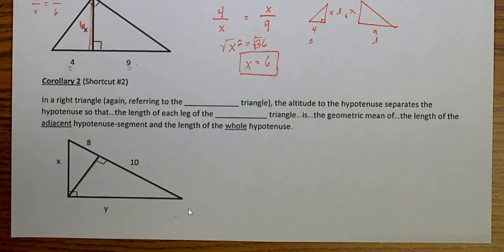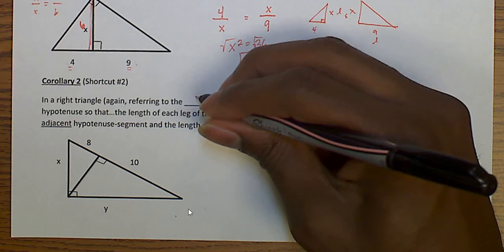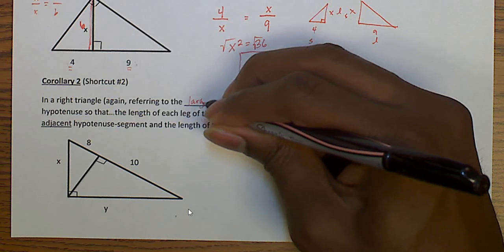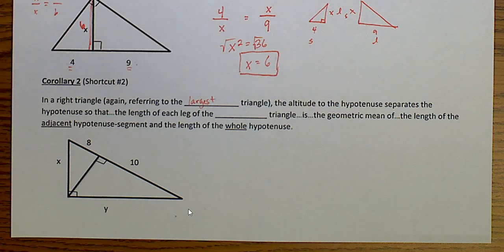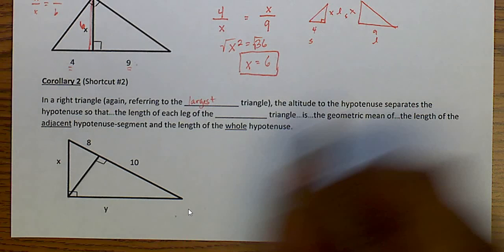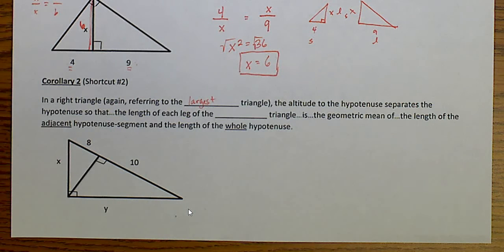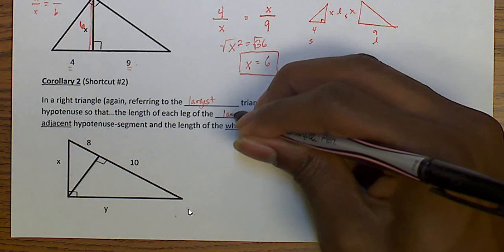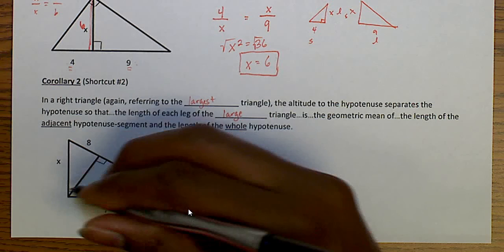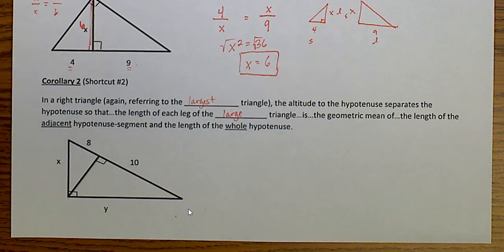Again, in a right triangle, we're referring to the largest triangle. This one is a whole triangle. The altitude to the hypotenuse separates the hypotenuse so that the length of each leg of the large triangle, these legs, x and y in this case, is the geometric mean of the length of the adjacent hypotenuse segment and the whole hypotenuse.